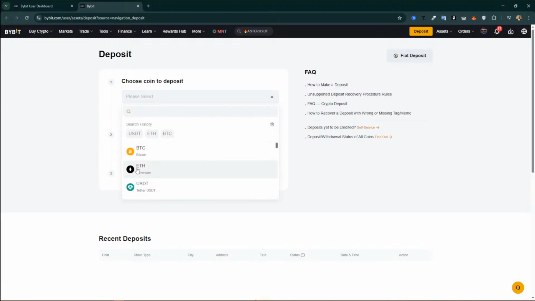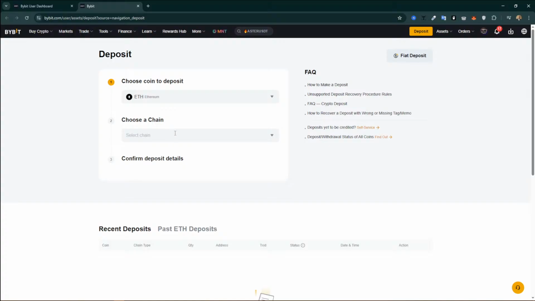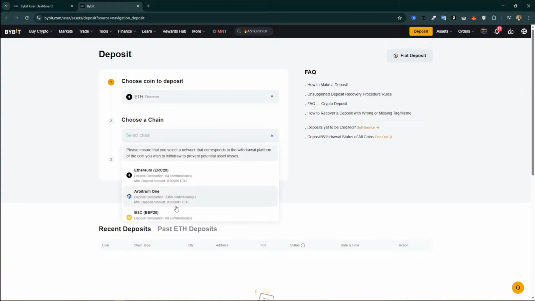Let's say Ethereum. Let's say you want to buy Ethereum or you want to buy USDT. Next step here is, of course, you choose the blockchain or the network which you want to use to deposit the money. Remember, if you use the wrong network, you get problems, like real problems. You lose your money.